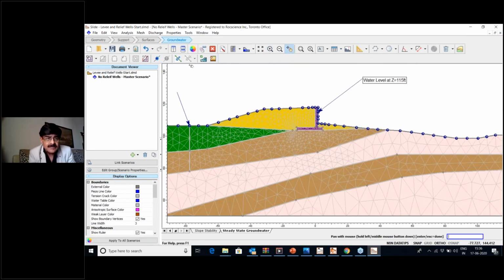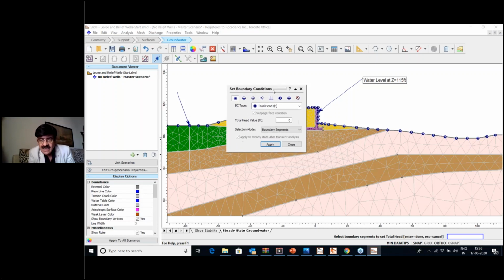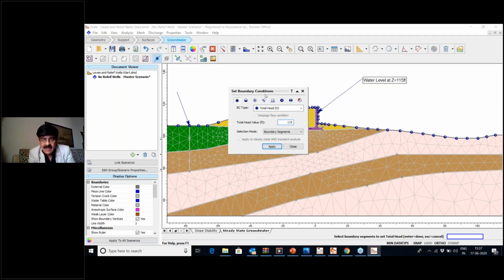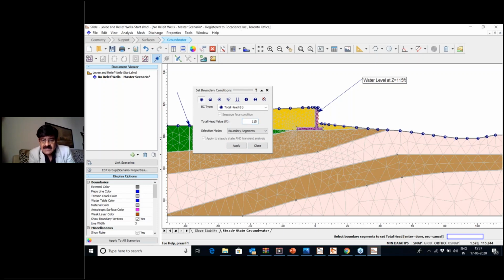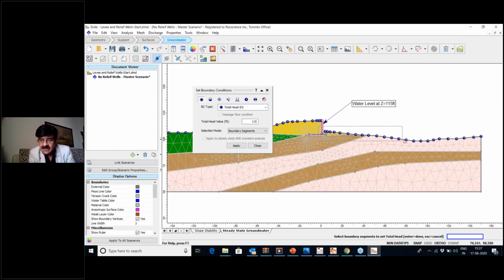It's getting stuck. And so we pick up the set boundary condition option, and we apply the total head, because total head is 115 here, and we'll give that value here, 115, and we apply it to this, and we can just make it a little small so that we can use the window option to apply on this surface.